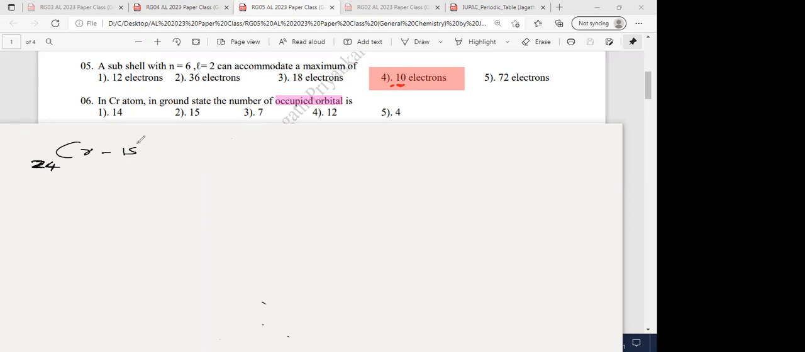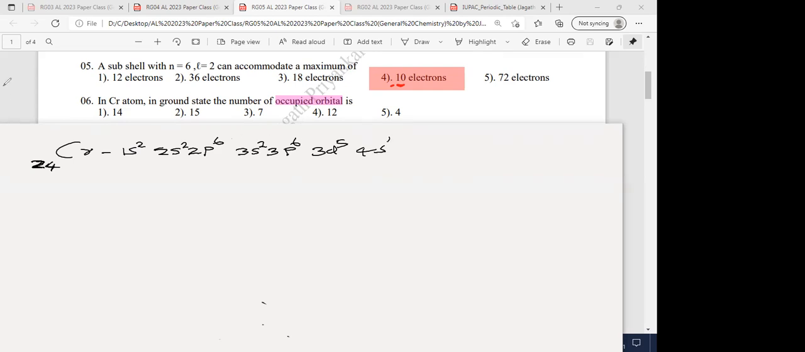So it's 1s2, 2s2, 2p6, 3s2, 3p6, 3d5 4s1. Right, 3d5 4s1.